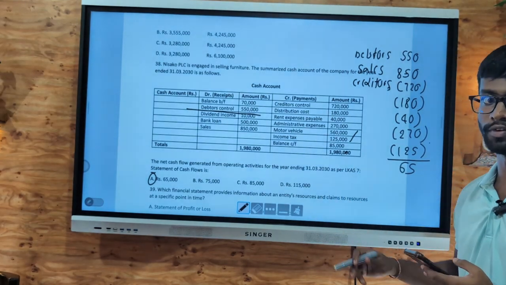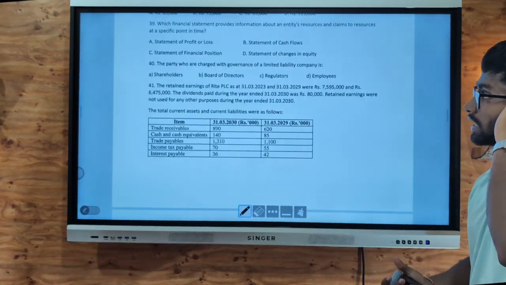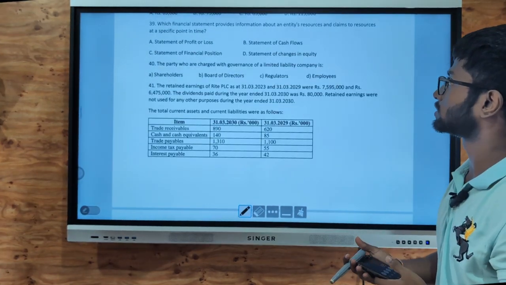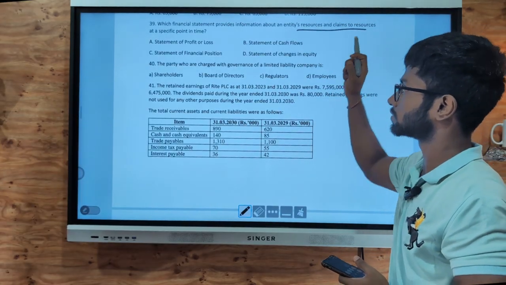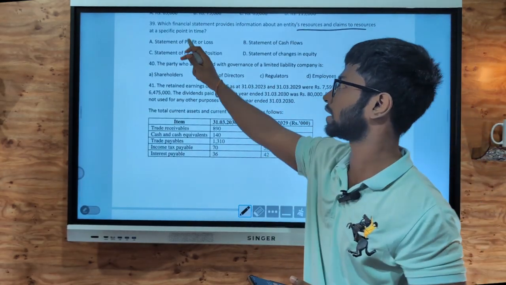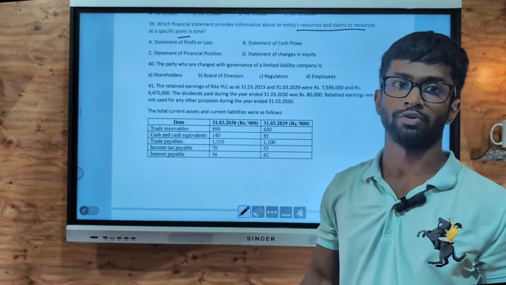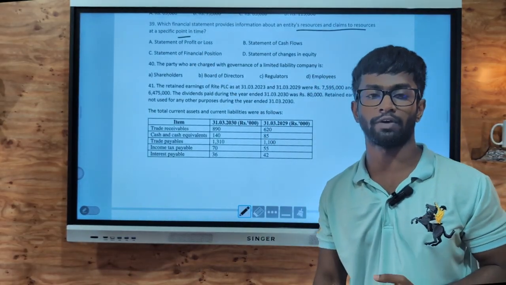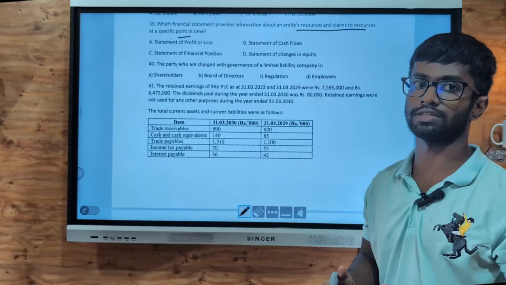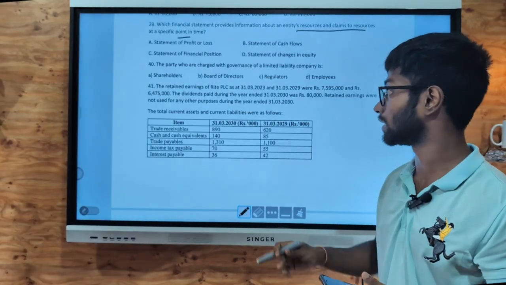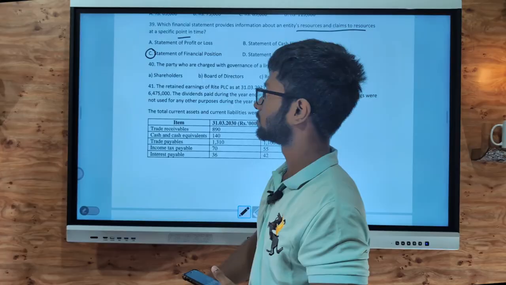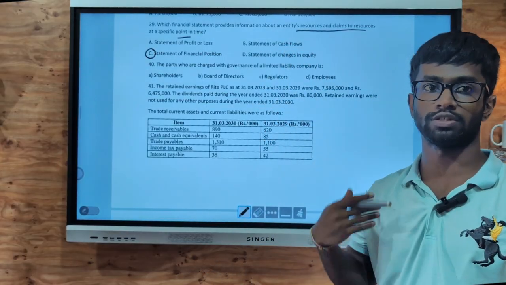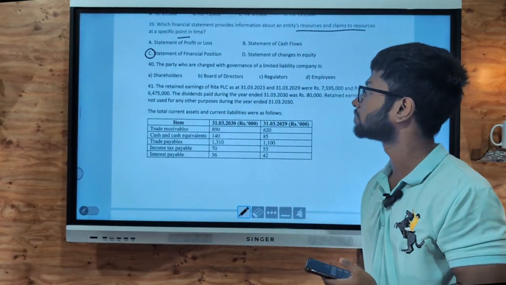Make a note of this definitely. Next they are asking which of the statements provides the information about an entity's resources and claims for resources at a specific point of time. At a point of time. So normally SOFP we prepare for a day. Till that day, what are the current assets and current liabilities that we have. So it should be that, and how you have used your resources, your assets and all.